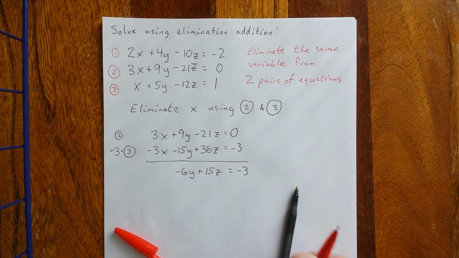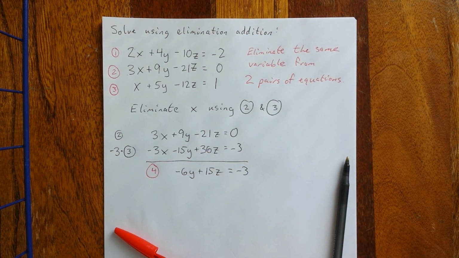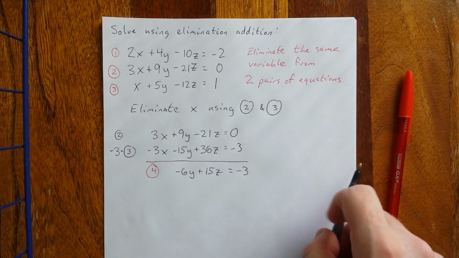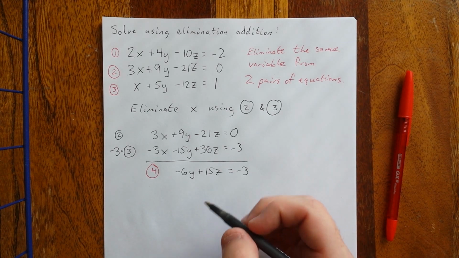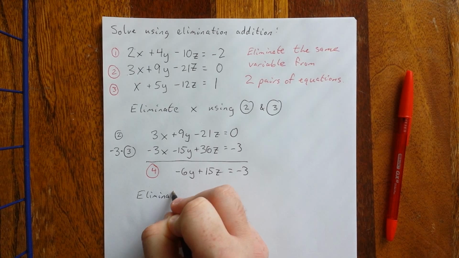As I mentioned, labeling is really important, so I'm going to label this as equation number 4. Equation number 4 is the first of two equations that we're going to need to form a 2x2 system. That's two equations with two variables. Now, that's only half of the work, though, because we're going to need another one.